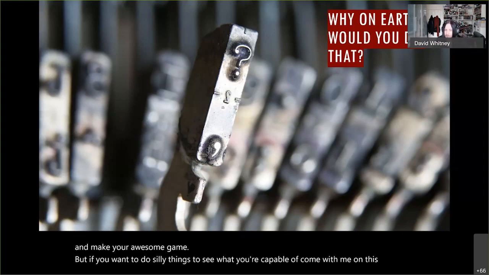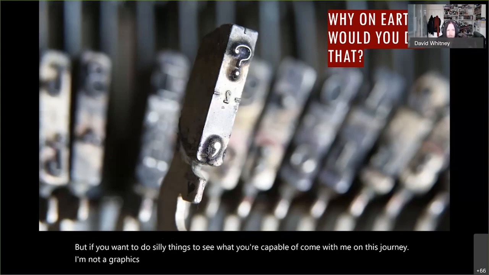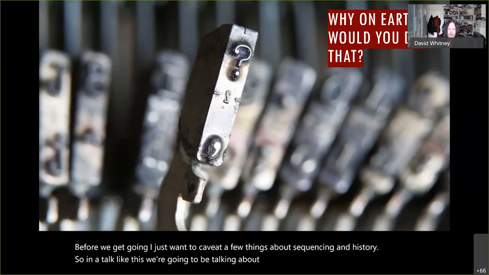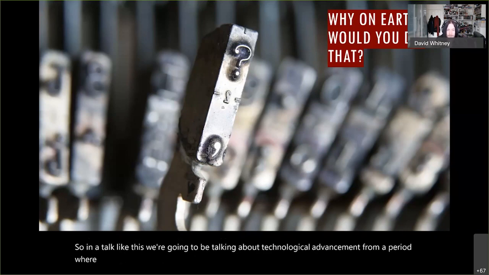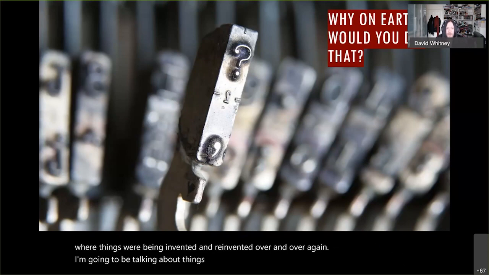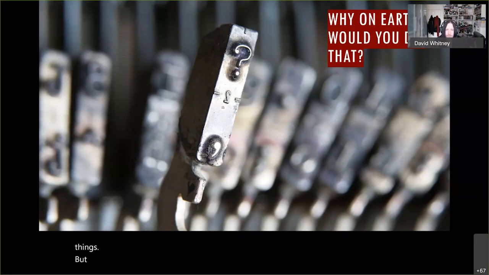I'm not a graphics programmer, and I came to this topic pretty cold. Before we get going, I just want to caveat a few things about sequencing and history. So in a talk like this, we're going to be talking about technological advancement from a period where things were being invented and reinvented over and over again. I'm going to be talking about things in sequence here that appear to have come after other things, but in all practicality were probably being worked on simultaneously.